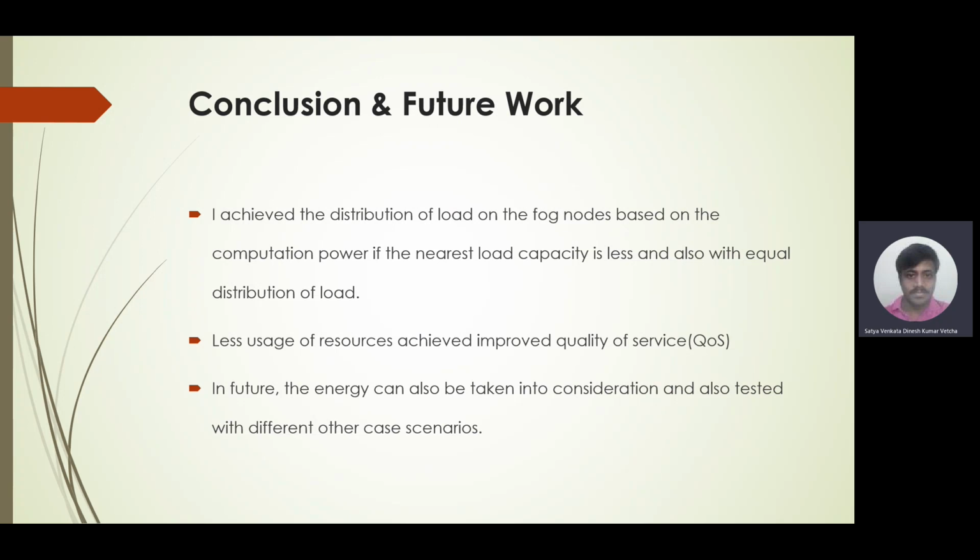I will conclude that I achieved the distribution of load on the fog nodes based on the computation power. If the nearest load capacity is less, and also with equal load distribution, less usage of resources is achieved with improved quality of service. That means less network usage, cost of execution and energy consumption, so quality of service is improved in the future.